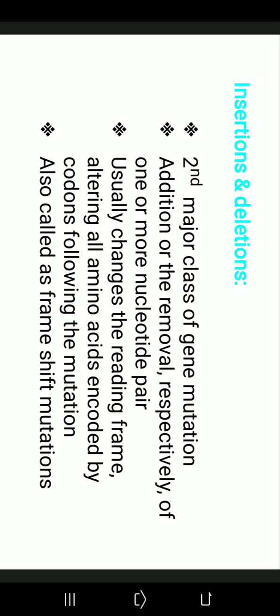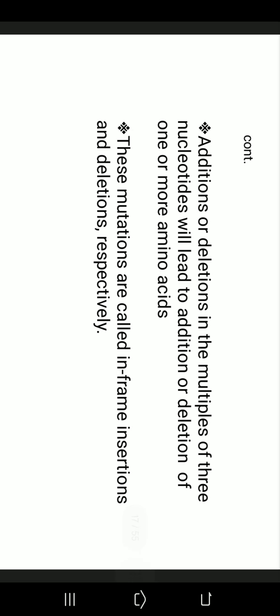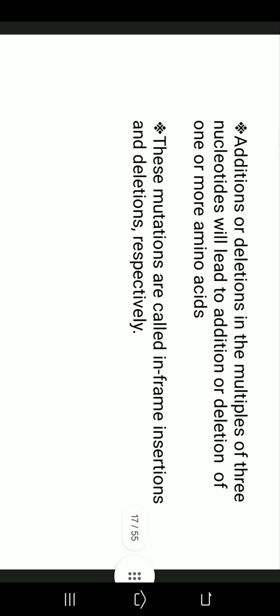Insertions and deletions. The second major class of gene mutation is the addition or the removal, respectively, of one or more nucleotide pairs. It usually changes the reading frame, altering all amino acids encoded by codons following the mutation, and is also called frame shift mutation. Additions or deletions in multiples of three nucleotides will lead to addition or deletion of one or more amino acids. These mutations are called in-frame insertions and deletions respectively.